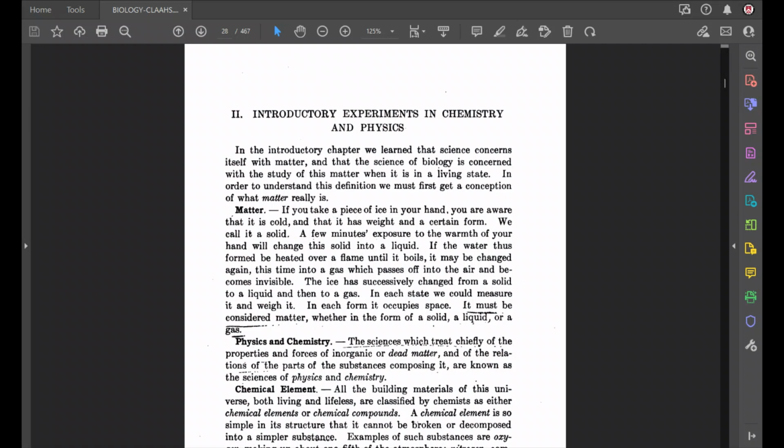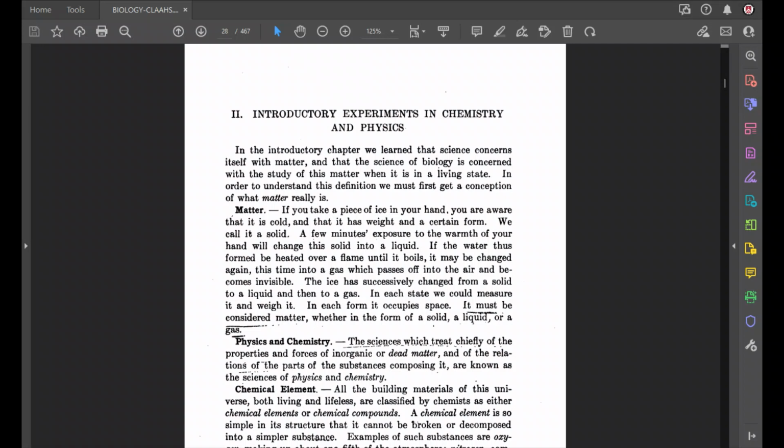A few minutes of exposure to the warmth of your hand will change this solid into a liquid. The ice will melt. This is obvious. We all know this. But what the textbook is trying to get you to do is think about what's happening in your hand with this piece of ice. As soon as you take this piece of ice in your hand, it begins to change. It's a solid when you take it out of the freezer. You can feel that it's cold. You can feel that it's hard and that it has weight.